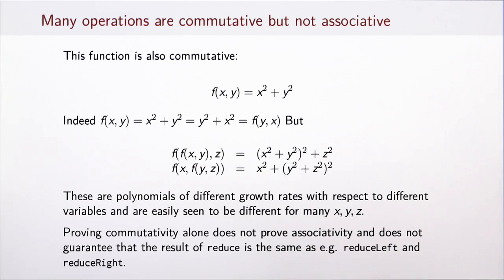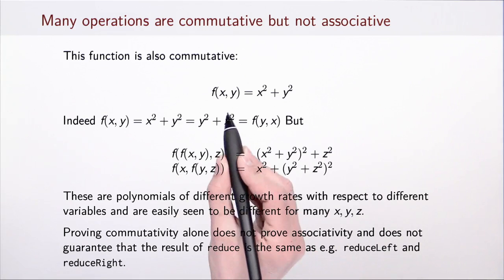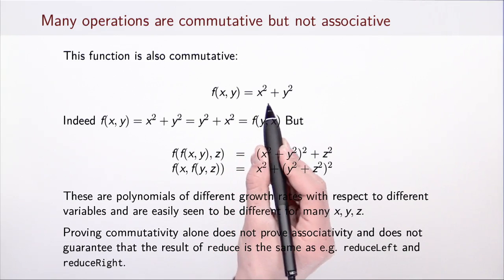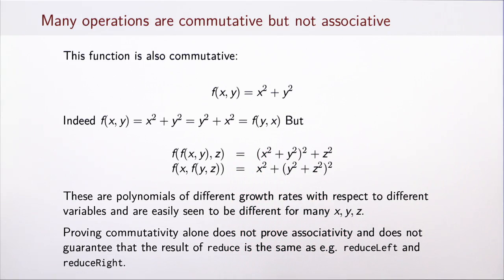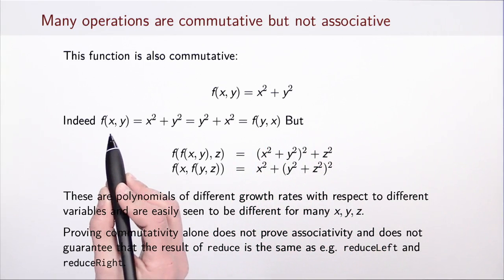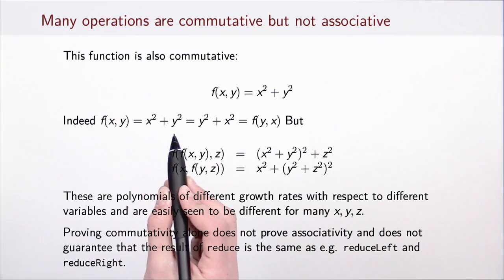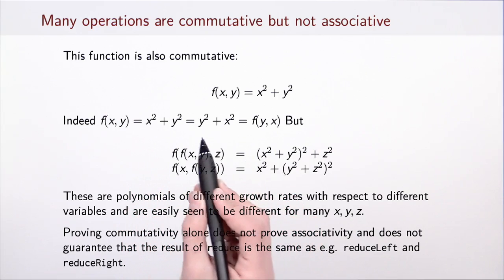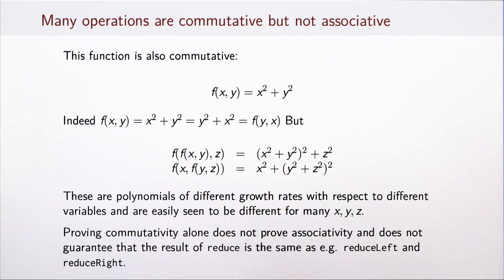Now, as a warning, there are operations that are commutative but not associative. Here's one example. Function f of x, y defined as x squared plus y squared. It is easy to see that x and y play a symmetric role, so f of x, y is x squared plus y squared, whereas f of y, x is y squared plus x squared.